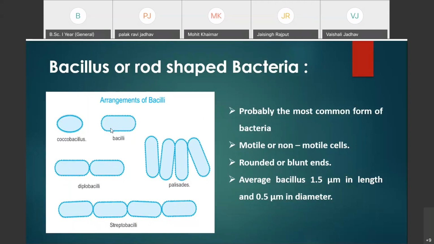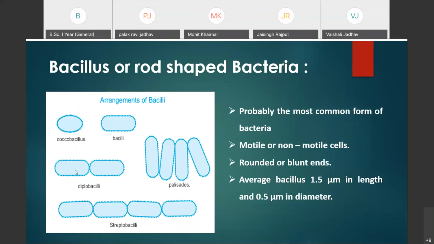These may be present singly. Here you can see the single rod shaped bacillus bacteria, and in this one you can see the different forms, they can be present in groups. When two bacilli or rod shaped bacteria are present in pairs, these are called the diplobacilli.